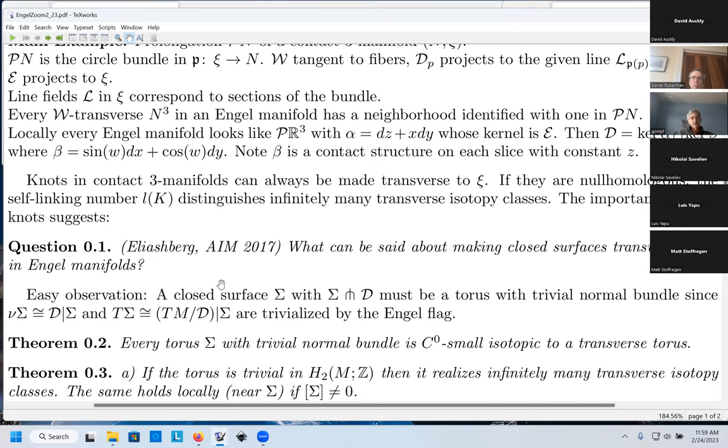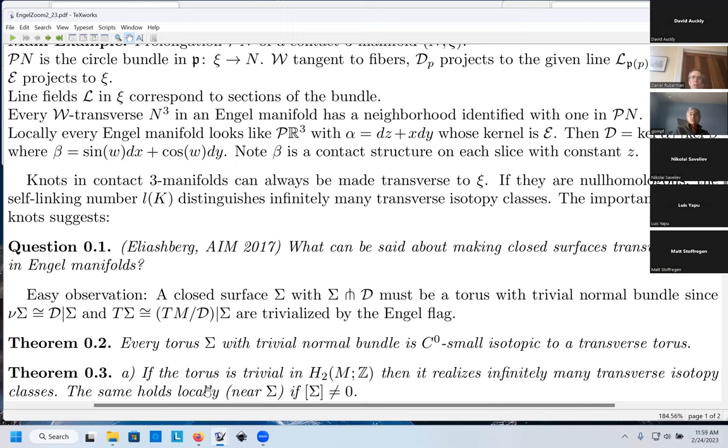What if it's not null homologous? Well, then the same statement holds sort of locally in a neighborhood. And again, that's the same thing you can do with the self-linking number that you can think of as being a relative invariant in the three-dimensional case. So far, what we're seeing is that the final answers about transverse tori and Engel manifolds are precisely analogous to what we're seeing for transverse knots in contact manifolds.